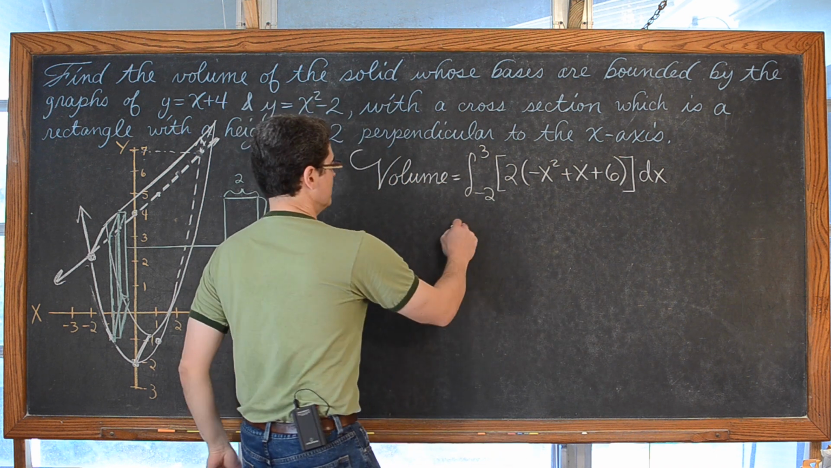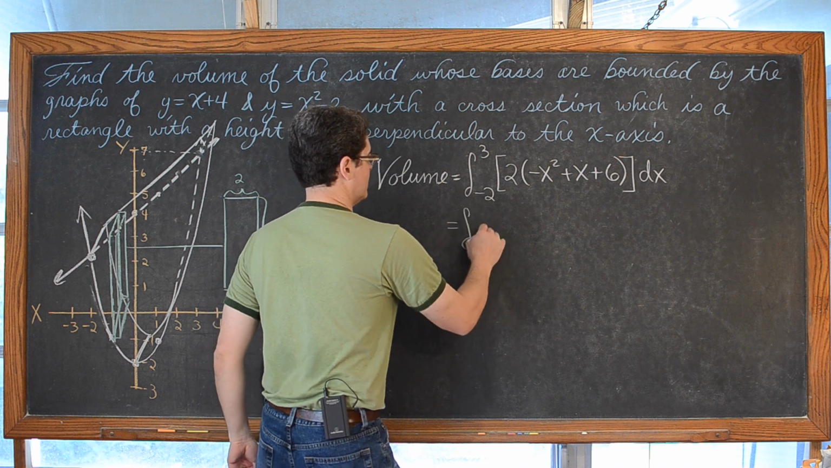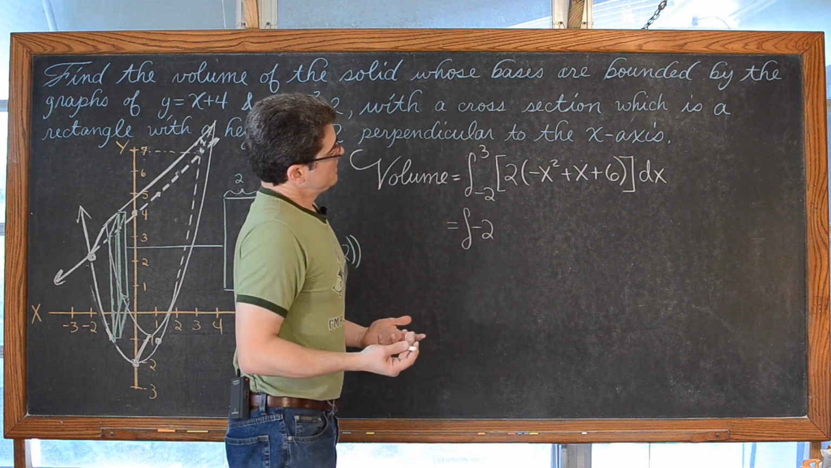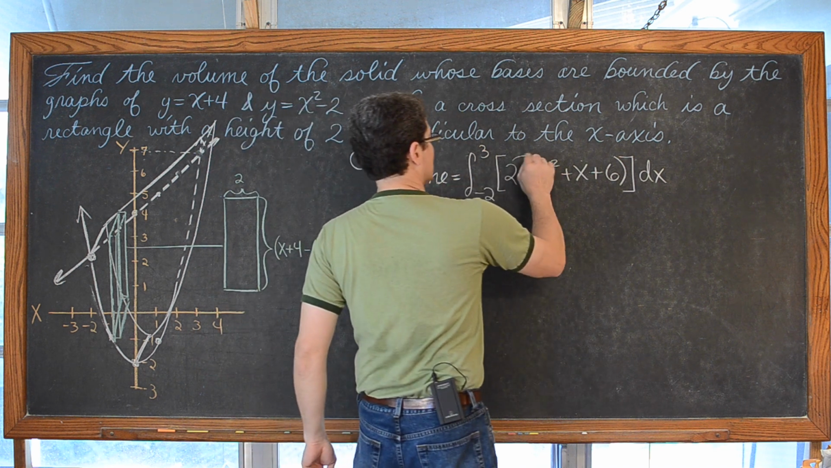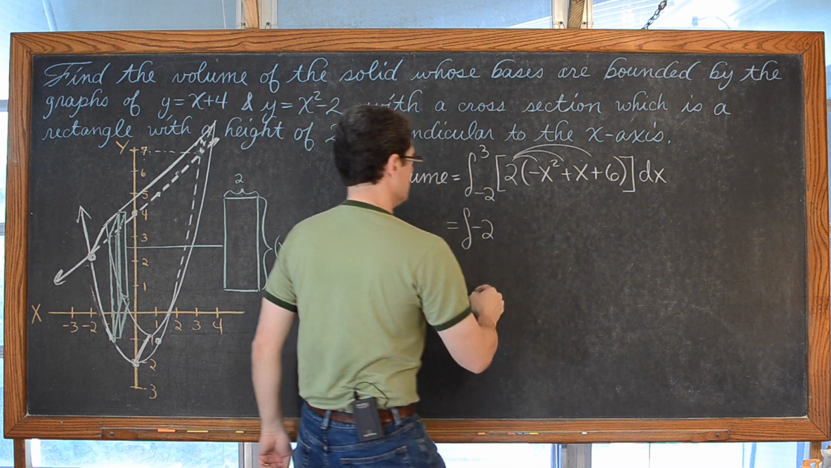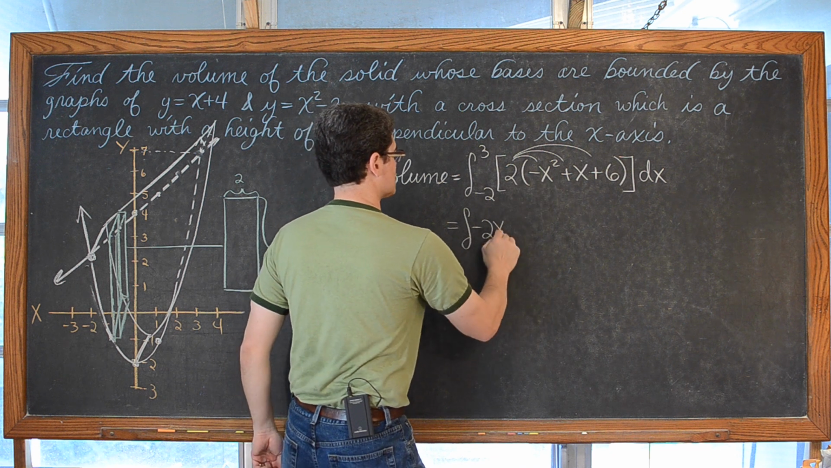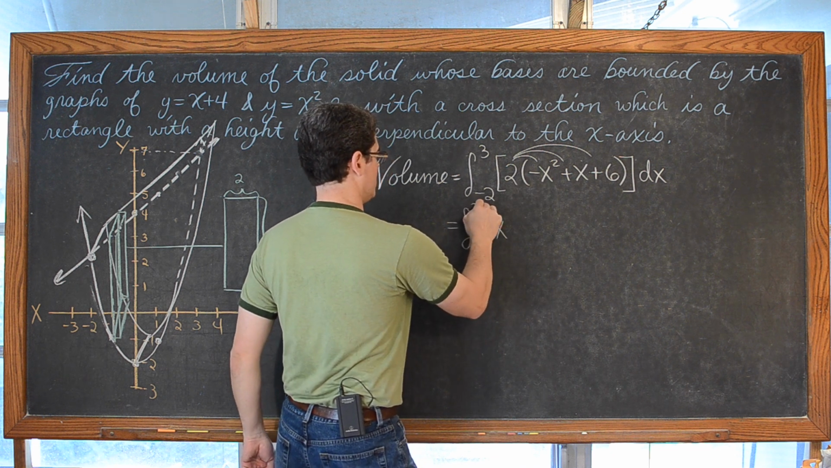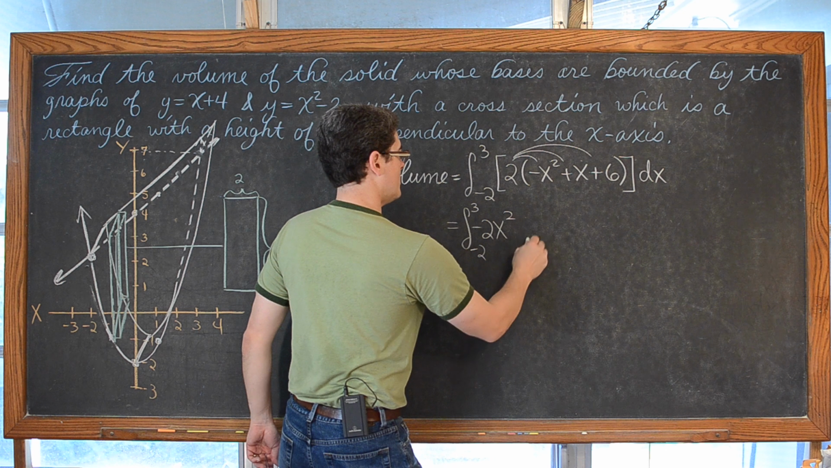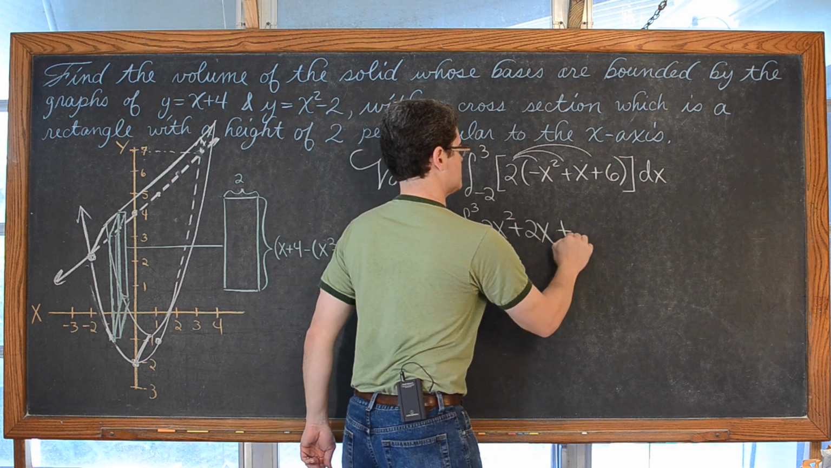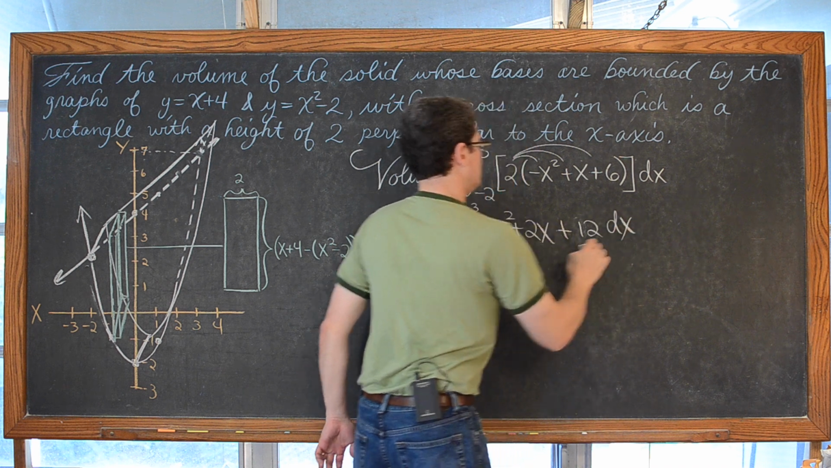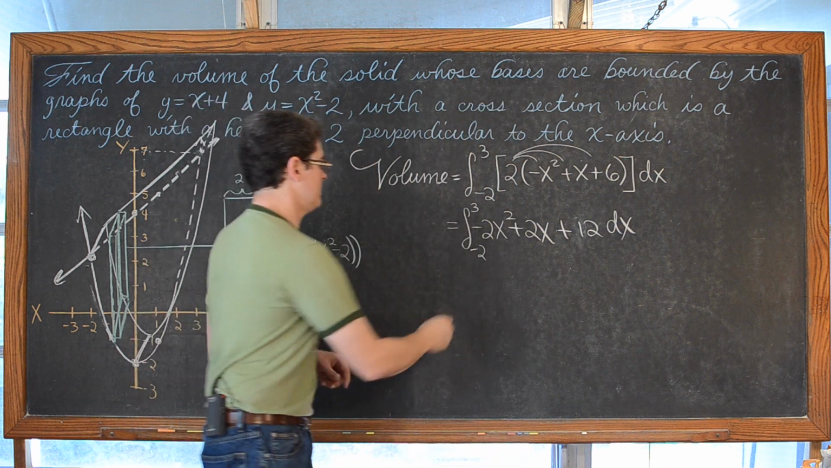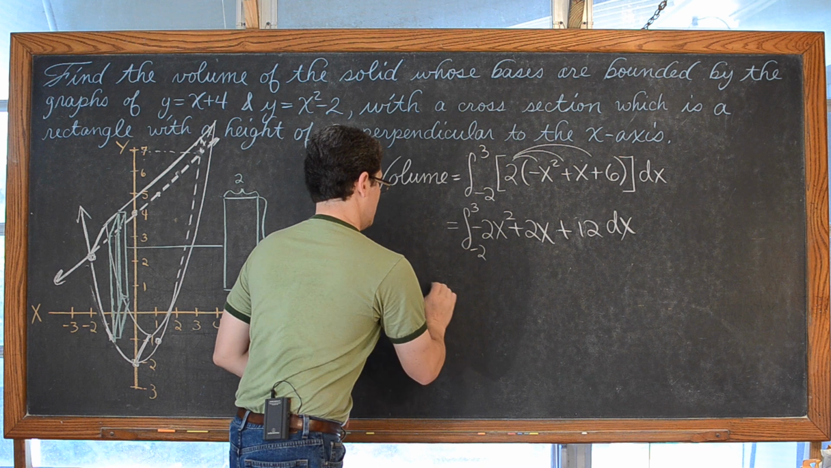Let's find the volume. This is going to be equal to the definite integral from -2 to 3. You can bring this 2 out front since it's just a constant being multiplied to this polynomial, or you can distribute it, which I think I'm going to do. So we have -2x squared, let's not forget our lower and upper limits, plus 2x plus 12 dx. Now we can go ahead and do that integration step.